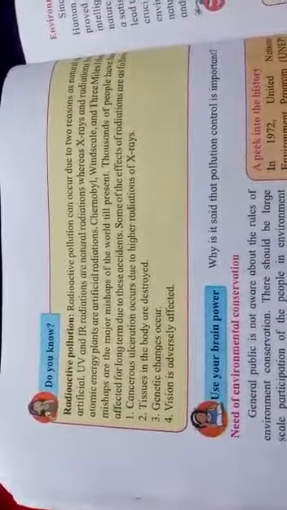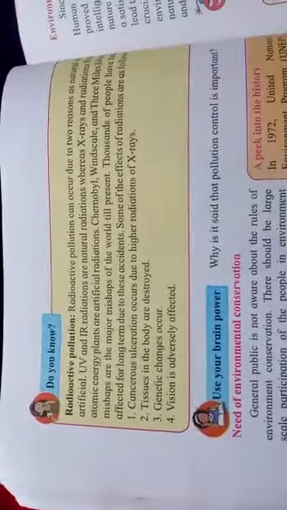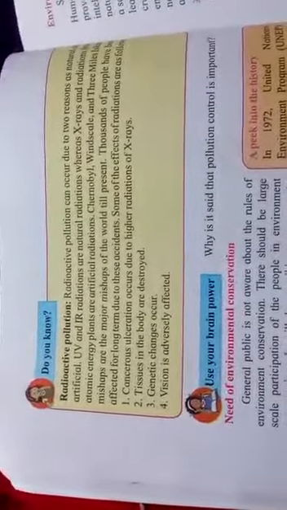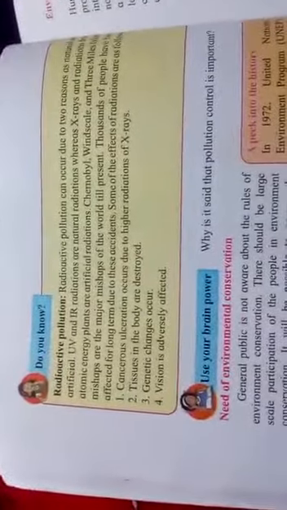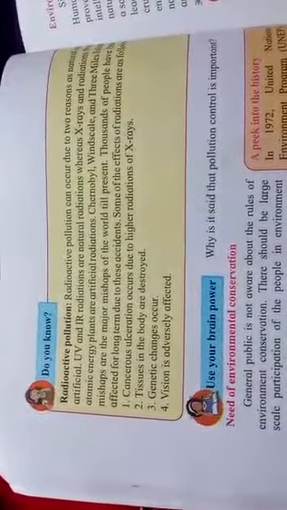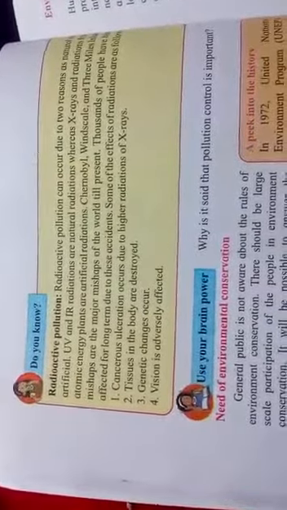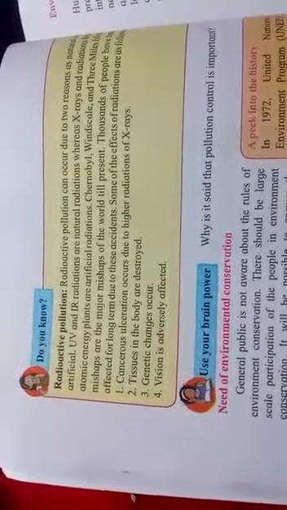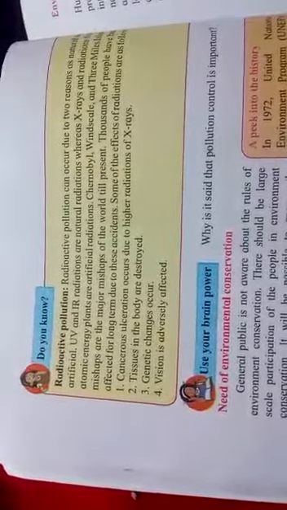Then the other effects of such radiations are that it causes cancer. It can cause cancerous ulceration if the body is exposed to higher radiation of X-rays. Then the tissues of the body can be destroyed. There can be a change in the genetic sequence, and it can also affect our vision. It can give us blurred vision, or a person can go permanently blind. So these are certain effects of radioactive pollution.